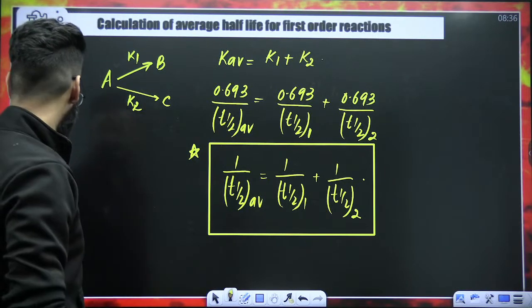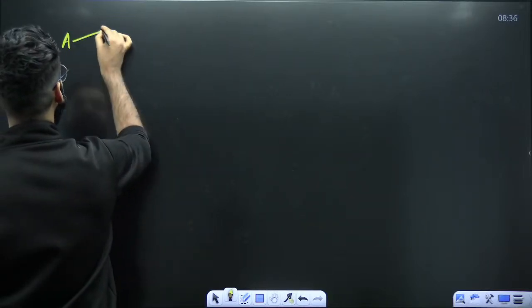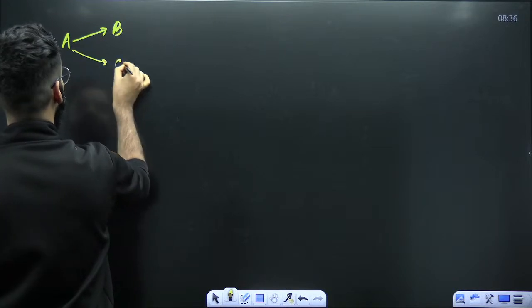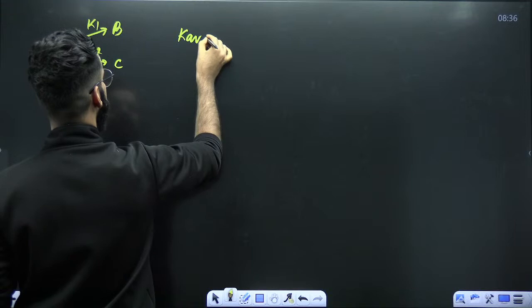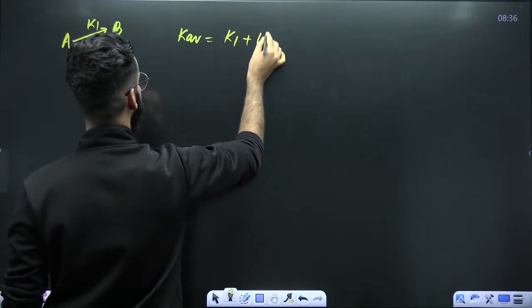Or my dear students, there can be one more expression to calculate average half-life. The reaction, for example, is A gives B and A gives C. The rate constant of this reaction is K1, and this is K2. Now you know K average is nothing but K1 plus K2.